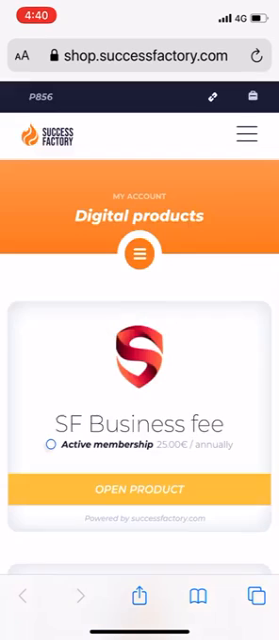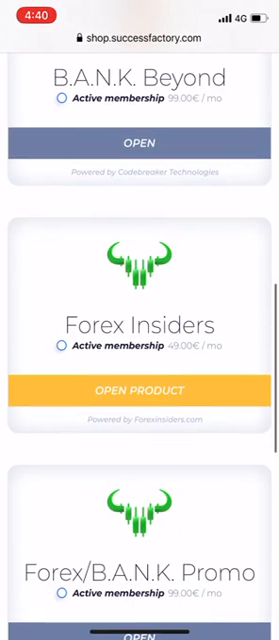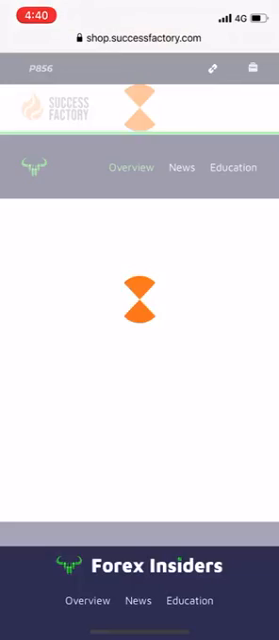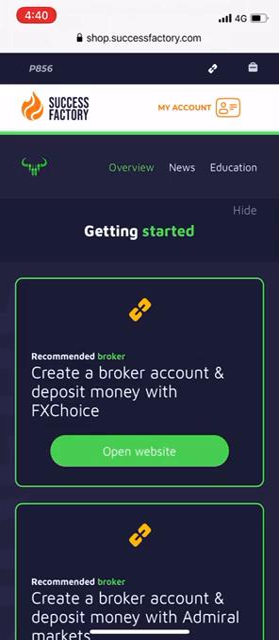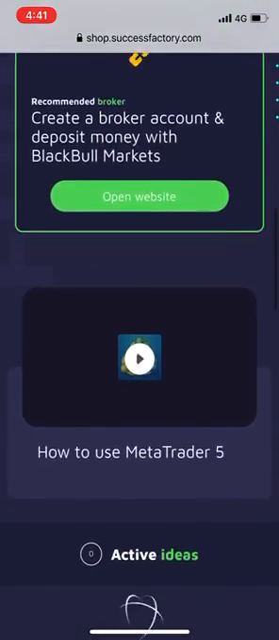Of course, it's going to direct me to where the digital products are. All I have to do is scroll down and look at Forex Insiders. As you can see, I'm going to click on Forex Insiders, and then it's going to take me into the Forex Insiders area of the members area. Now I'm just going to scroll down. I can come back to this later.